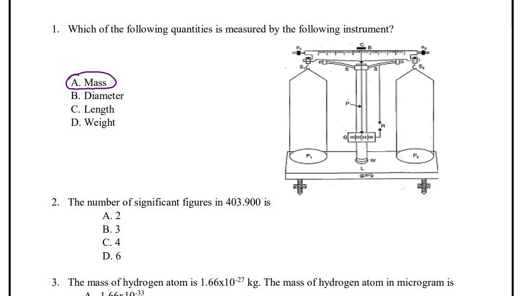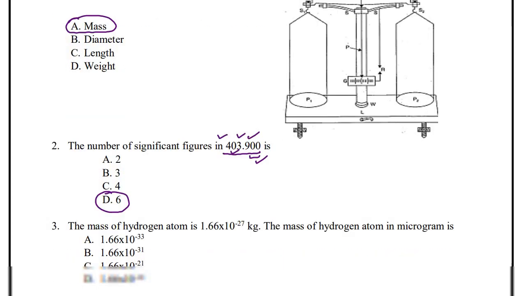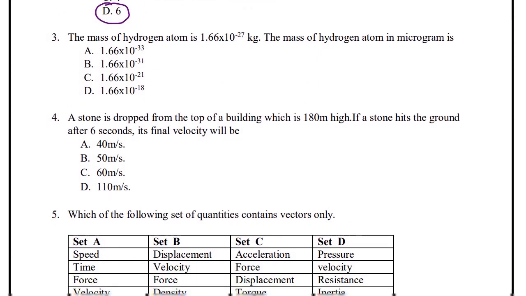Question number 2, the number of significant figures in this expression. So 4, 3 and 9 are already significant. The 0 is also significant, and these two zeros are the ending zeros. So overall we have a total of 6 significant figures in this expression. Option D is the right answer.